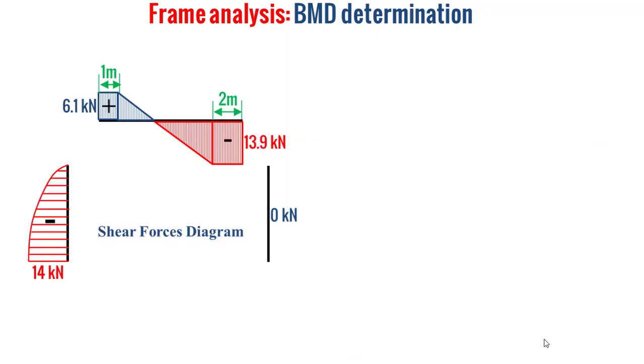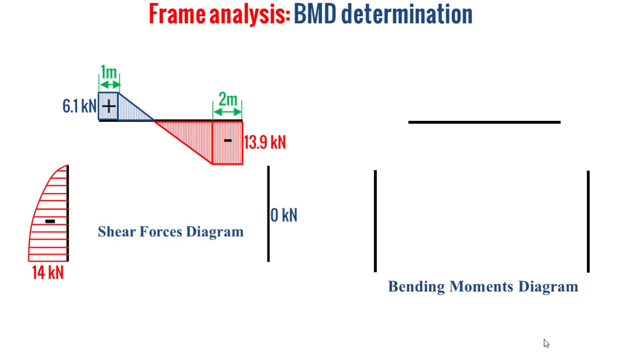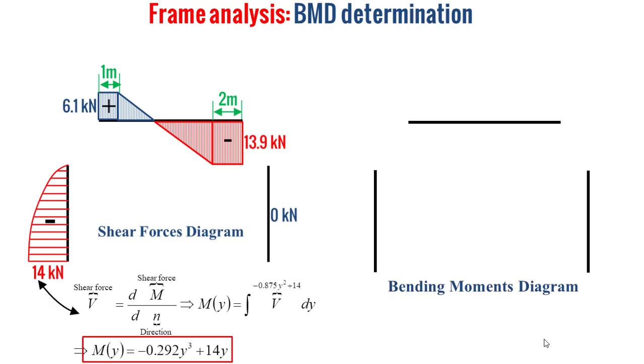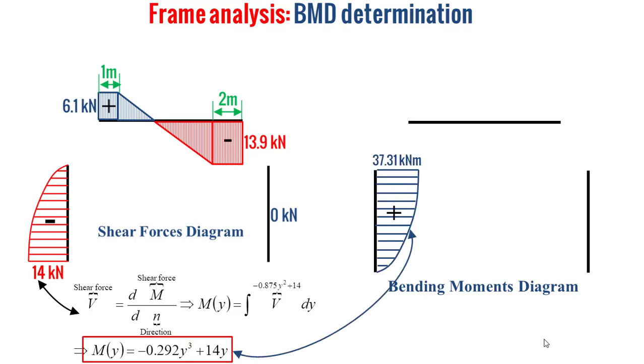Now I'll explain how to determine the bending moments diagram. So based on the shear force diagram, we can determine the bending moment diagram, since we know that the bending moment is equal to the integral of the shear force along the longitudinal direction of the considered member. So for example here for the left hand column, since we know the expression of the shear force in function of y, we can determine the expression of the bending moment in function of y.